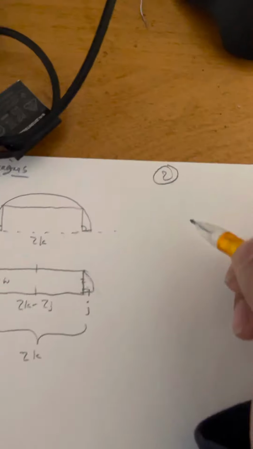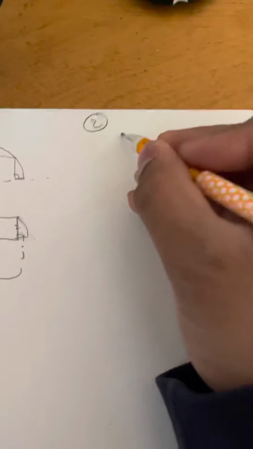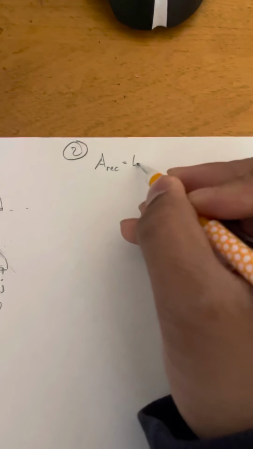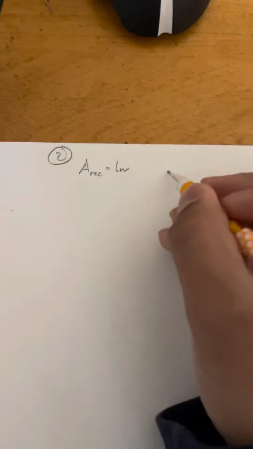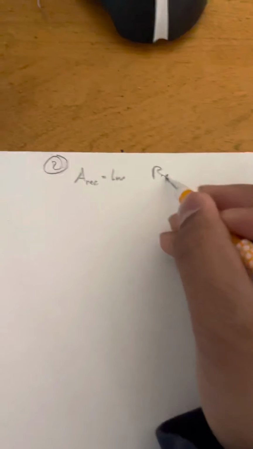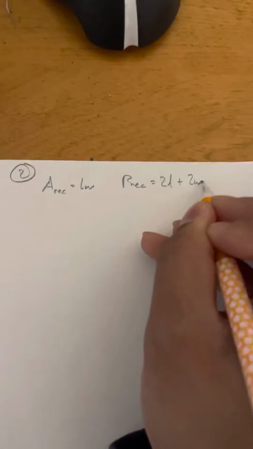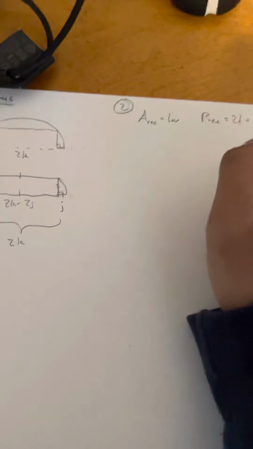Second, we're going to need some formulas. We can't just calculate with two diagrams. We know that the area of a rectangle is length times width. And we know that the perimeter of a rectangle is similar in style, 2L plus 2W, 2 lengths plus 2 widths.